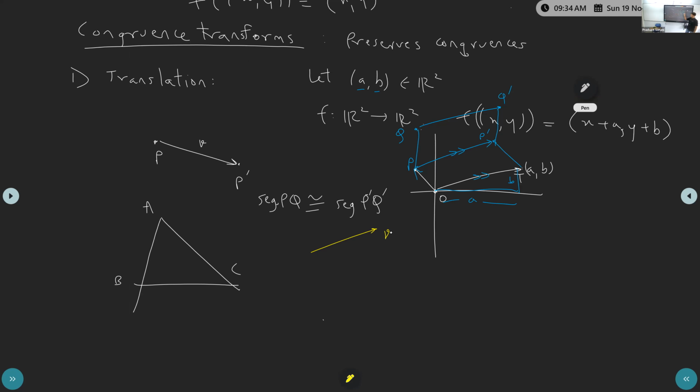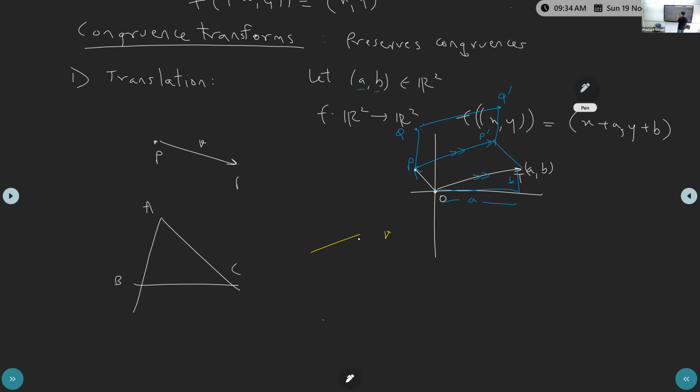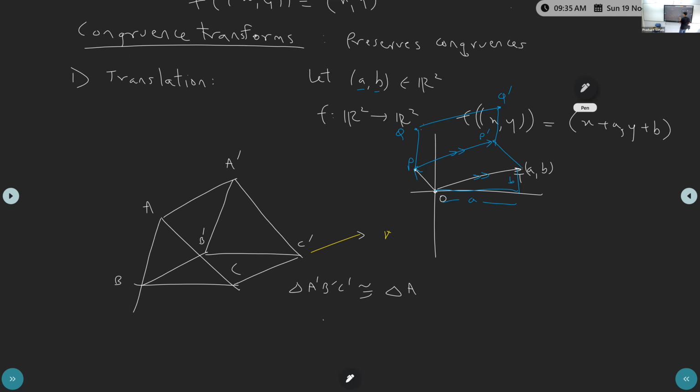All the points will get translated that way. So we will get something like this. Okay. And you see that A dash B dash C dash is congruent to ABC, right? That is why this is called a congruence transformation, where triangle A dash B dash C dash is congruent to triangle ABC. And not only is the triangle congruent, everything inside the triangle will also be congruent.